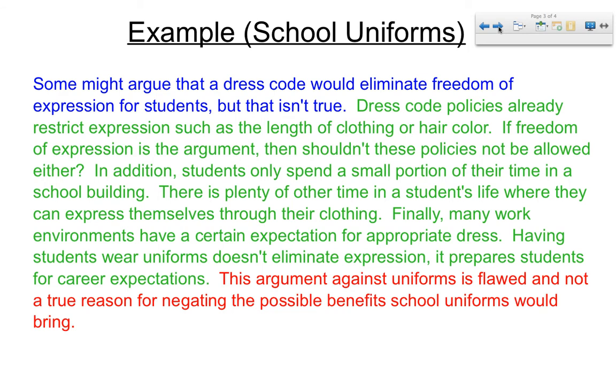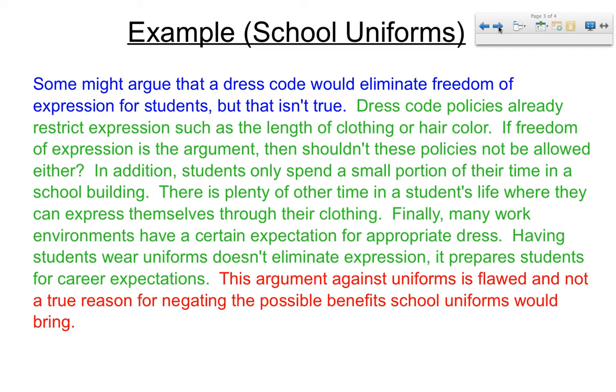Here's another reason. I use a transition. I'm just going to state another reason now. Yeah, notice Mr. Nash's transition. In addition, students only spend a small portion of their time in a school building. There is plenty of other time in a student's life where they can express themselves through their clothing. Okay, so that's reason number two.